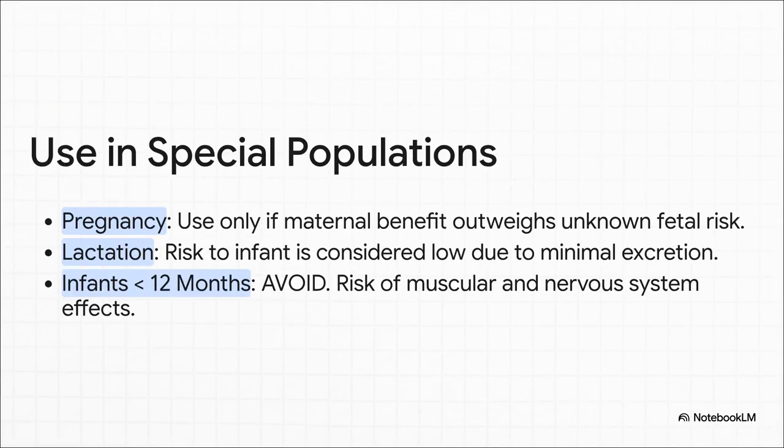So what about special populations? In pregnancy, we just don't have much human data, so it becomes a risk-benefit calculation. You use it only if the potential benefit to the mother outweighs the unknown risk to the fetus. During lactation, we know it's excreted in breast milk, but at very low levels. And because it's not absorbed well orally, the risk to the infant is thought to be low. But, and this is a big one, in infants younger than 1 year old, you avoid daptomycin entirely. Animal studies in newborns showed risks to their muscular, neuromuscular, and nervous systems, so it's a no-go.